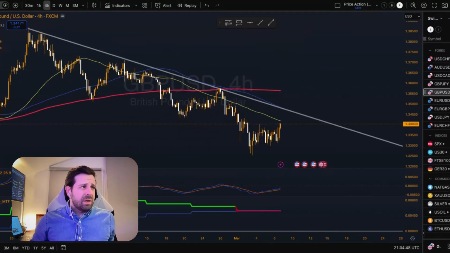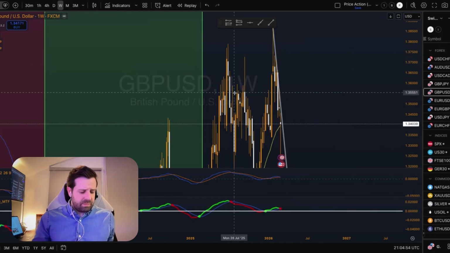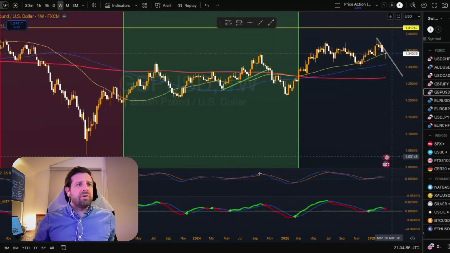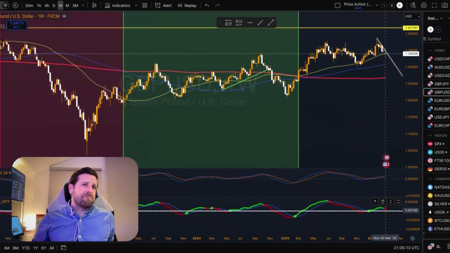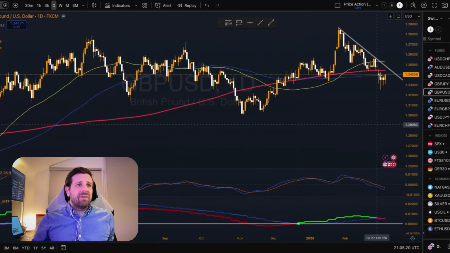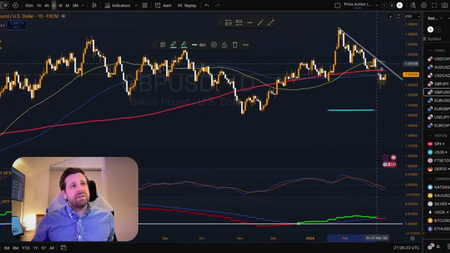Pound dollar, wild. Let me just look at this on the weekly chart. Pound dollar, it's a bit like the euro US dollar for me at the moment. I want to be long. My system's telling me to be short. But I don't want to be shorting it yet. All the moving averages are facing up on the weekly. On the daily, it's a bit mixed. There is this nice trend line coming down.